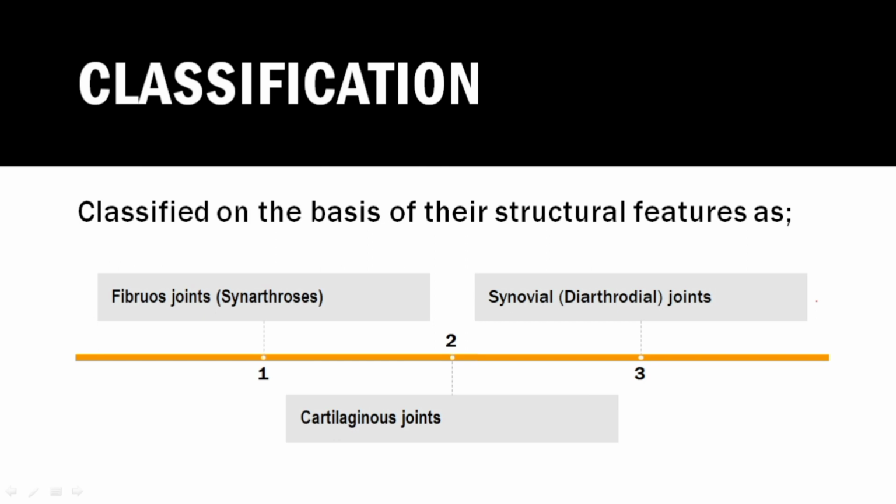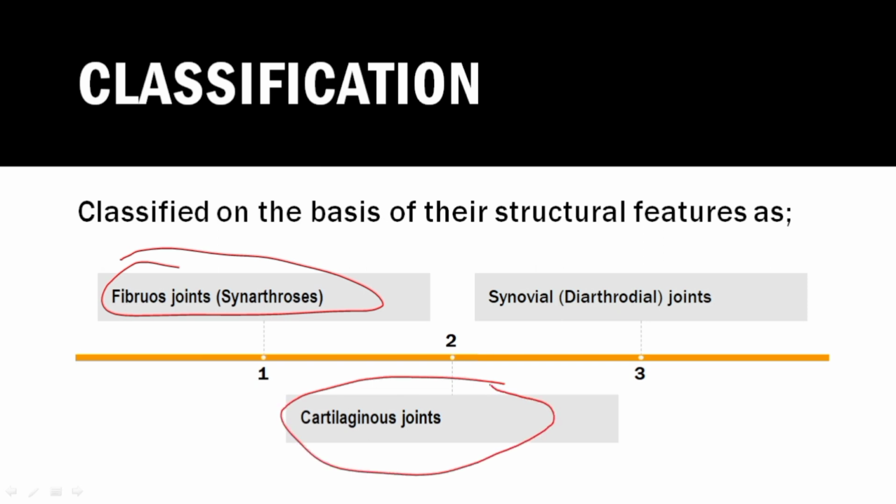Classification of joints. Joints are basically classified on the basis of their structural features, and we have three classifications under which all the other types of joints fall. We have fibrous joints, also called synarthrosis. We have cartilaginous joints, and we have synovial joints, also called diarthrodial joints. So all other types of joints fall under at least one of these.